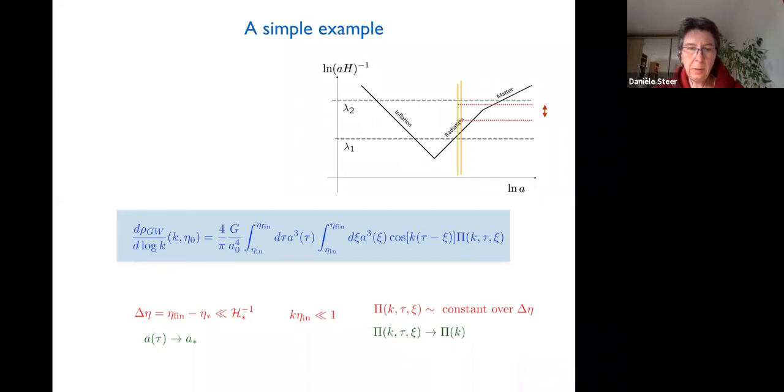And then I'm going to look on scales k, this is my dotted line, such that k eta star is much smaller than 1. In other words, I'm looking at scales which are outside the horizon at this point, eta star, when the source is acting. So to summarize, this solution which I've written down assumes that k eta 0 is much bigger than 1. And the solution which I'm going to be looking at should be in the region indicated by my red arrow here.